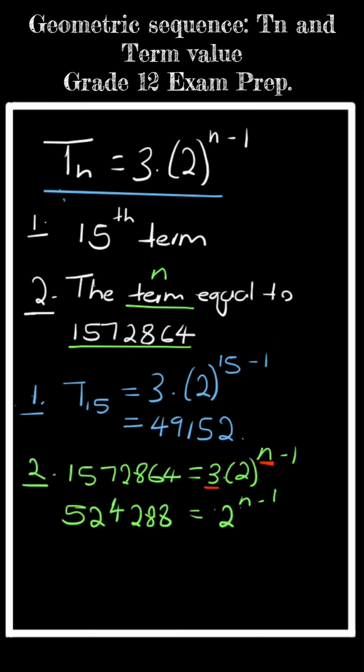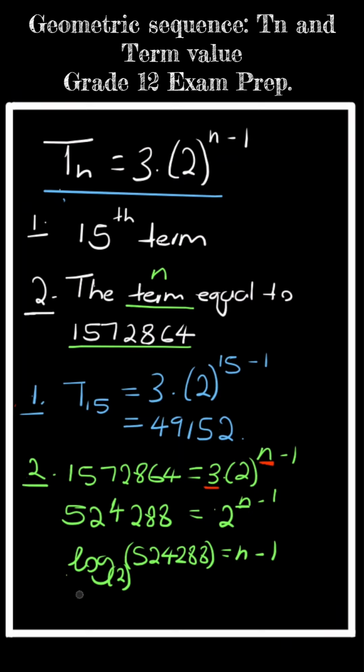And our n, you can see that's an exponent. And how do we bring down an exponent? We know in grade 12 we learned of something called logarithms. So we're going to just apply our logs, which will be log base 2 of 524,288, which will be equal to n minus 1.